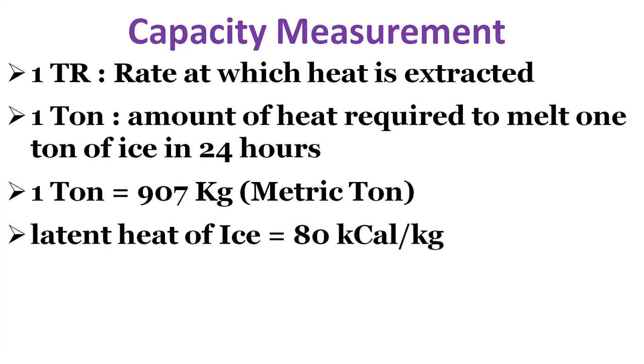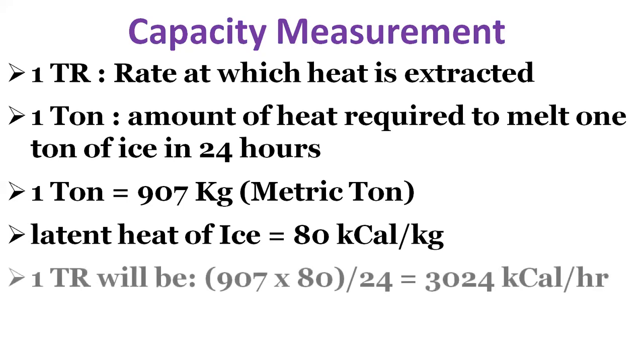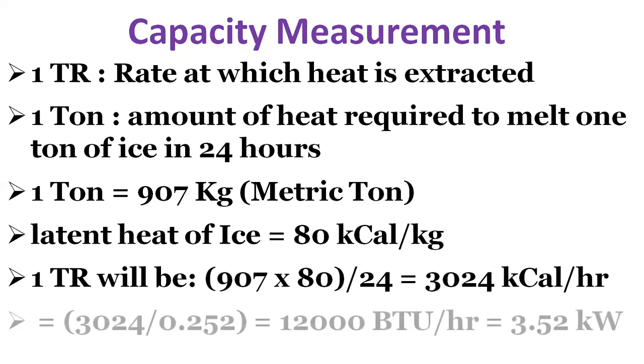1 ton signifies the amount of heat required to melt 1 ton of ice in 24 hours. This can be derived as follows: 1 ton is equal to 907 kg. Please note, here 1 ton means 1 short ton. The latent heat of ice is 80 kilocalories per kg. Hence, the rate of extraction of heat equivalent to 1 ton will be 907 times 80 divided by 24, which gives 3024 kilocalories per hour. And 3024 kilocalories divided by 0.252 gives it in British thermal units as 12,000 BTU per hour.